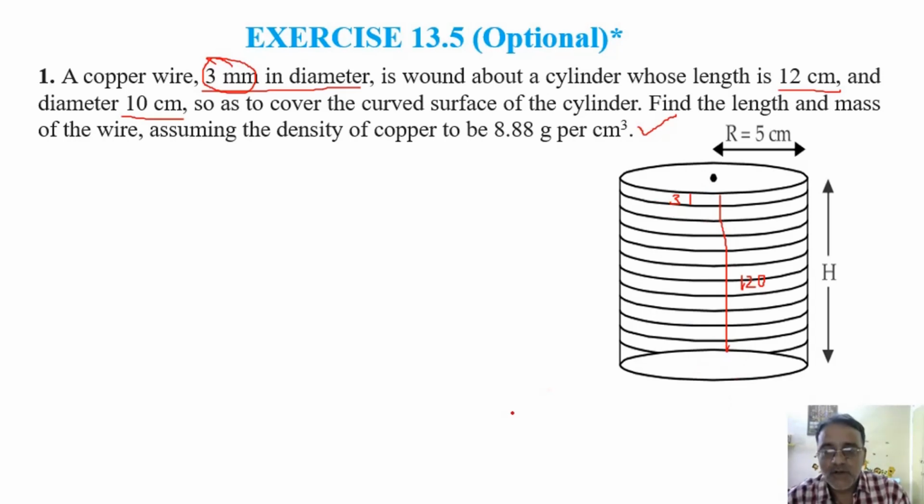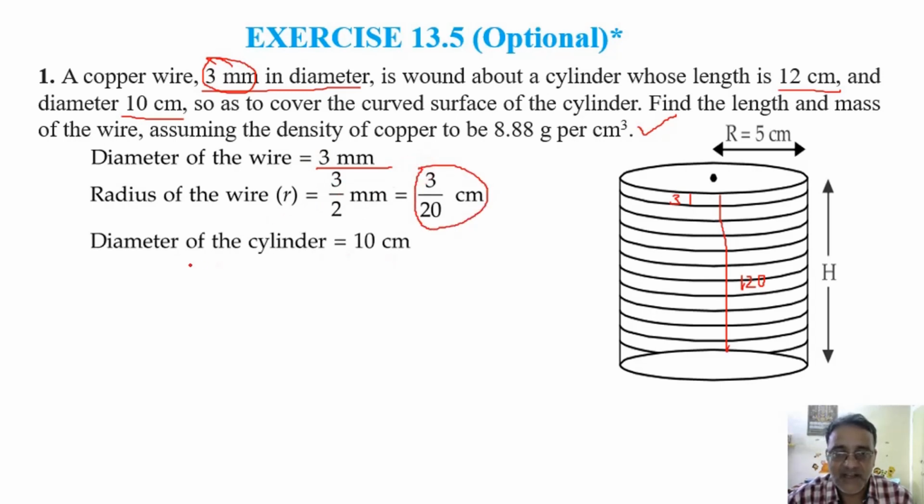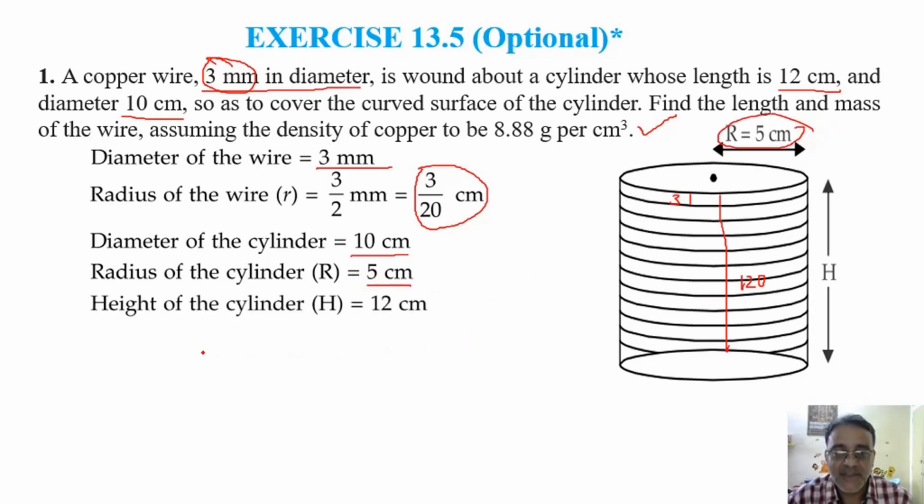Fine. So in one rotation, the length of the wire will be equal to the circumference. The diameter of the wire is given as 3 millimeter, so the radius will be 3 by 2 millimeter. Converting to centimeter, we get 3 by 20 centimeter. The diameter of the cylinder is given as 10 centimeter, so the radius of the cylinder, that is capital R, is 5 centimeter, and the height of the cylinder is given as 12 centimeter. Now the length of wire in one rotation is equal to the circumference.